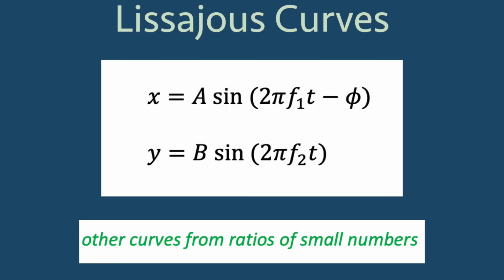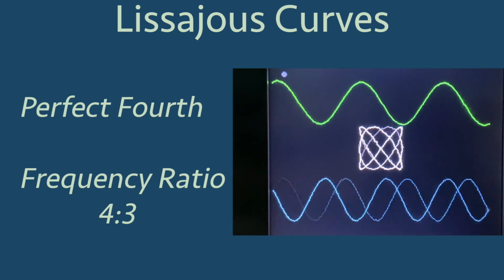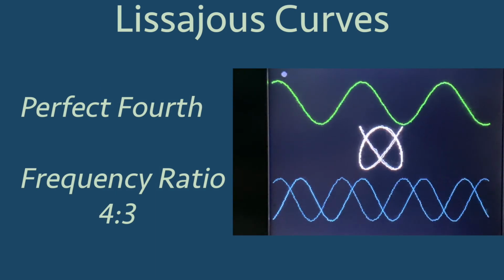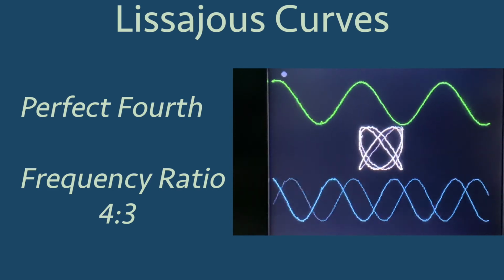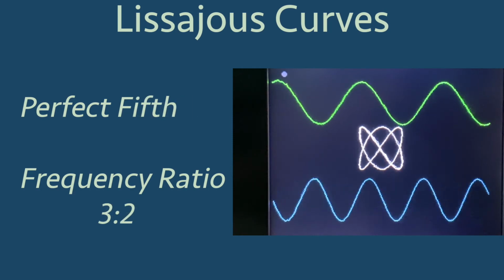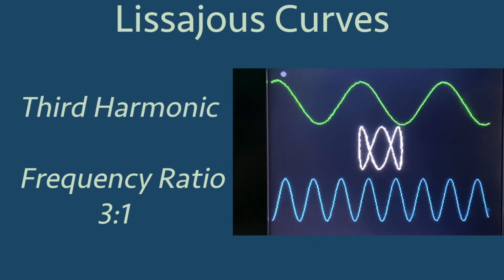We can create other still images by using ratios of other smaller numbers. These ratios also relate to harmonic intervals found in musical scales. Here's the ratio of a perfect fourth, where the frequencies are at a ratio of 4:3. Next, the perfect fifth, where the ratio of frequencies is 3:2. And then finally, the octave above a perfect fifth, where the frequencies are at a ratio of 3:1.